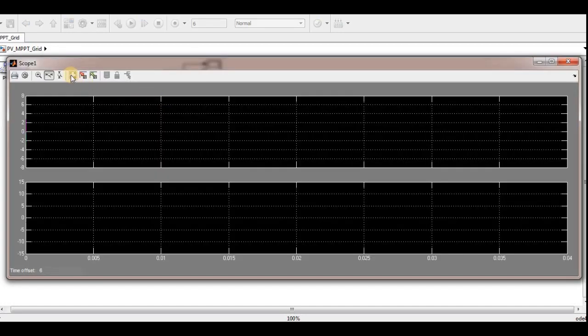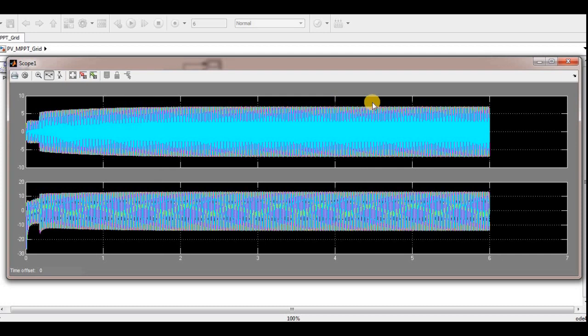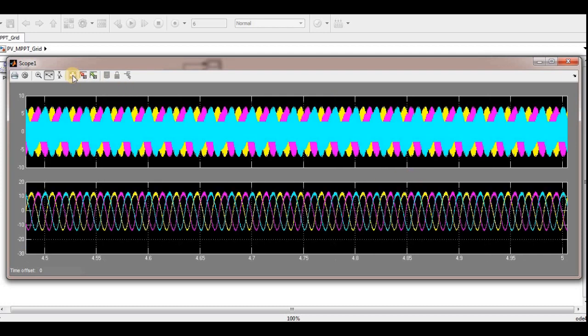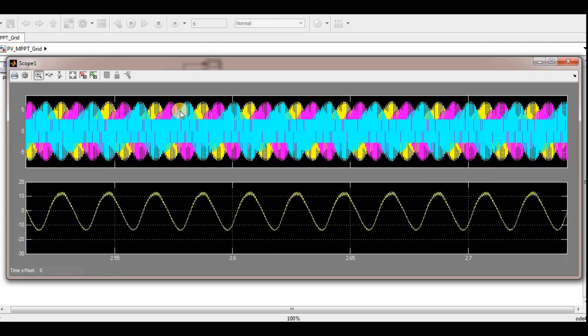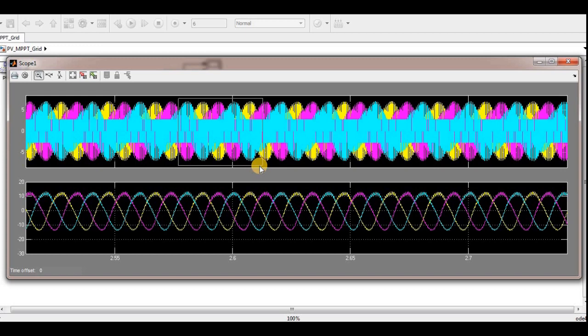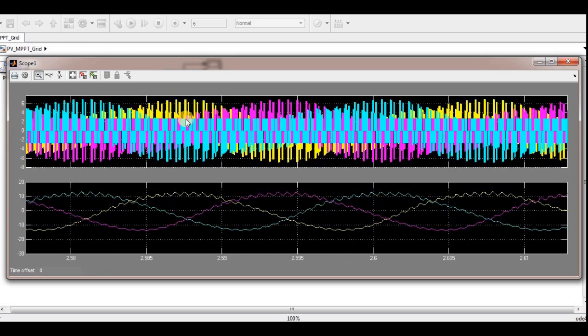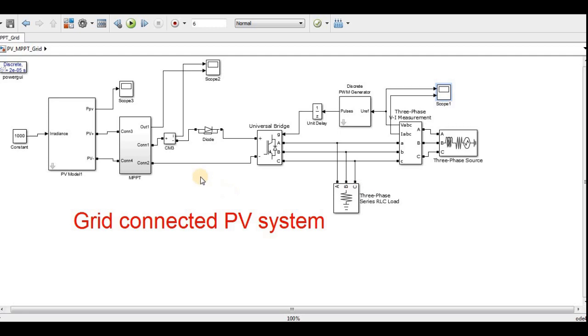We already discussed these voltages, and they are coming nearly this much because there is no filter, and it is purely PWM type. The average sinusoidal will be less than or equal to 1.732 per unit, and this is the current. So this is the basic model of a grid connected PV system, and this is not a single stage, it is multi-stage because of the MPPT converter.